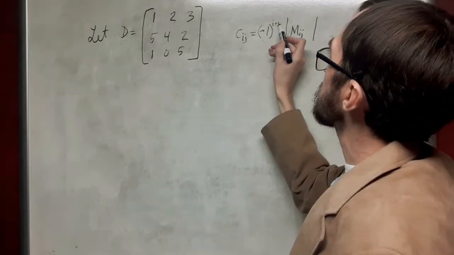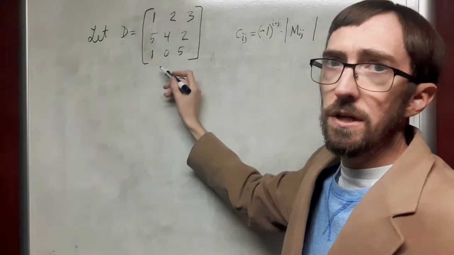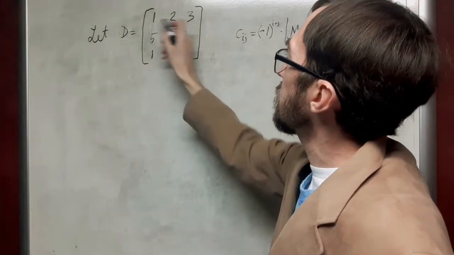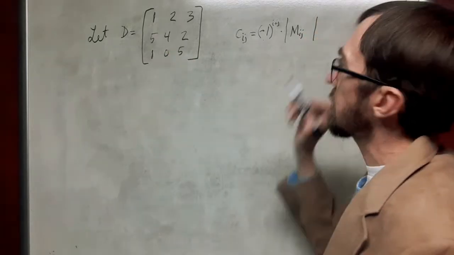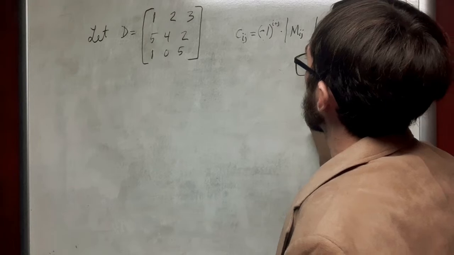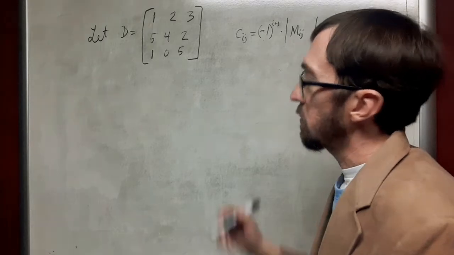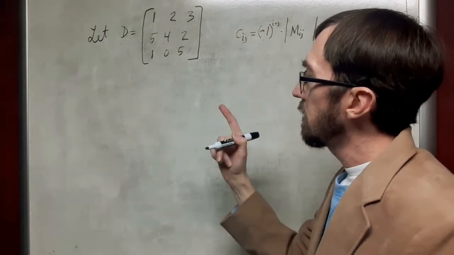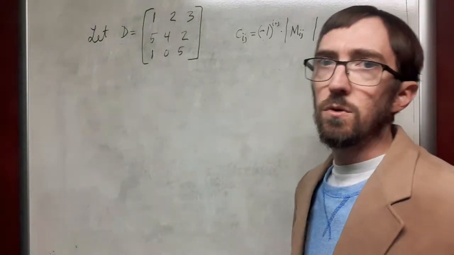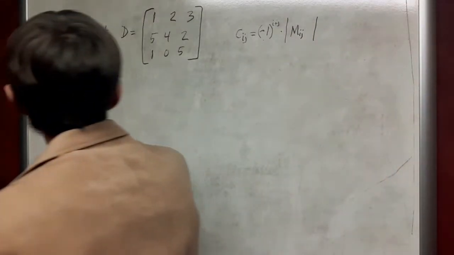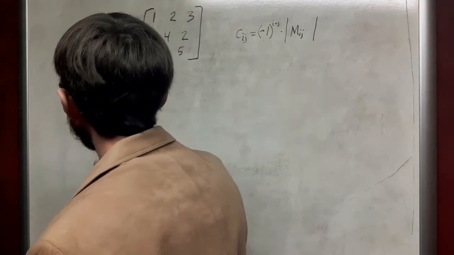So we would have 1 plus 1 is 2, so we would have -1 to the second power. The submatrix that we're looking at is what we get when we eliminate the row and column indicated. In this case, it would be 4, 2, 0, 5. And we're going to take the determinant of this submatrix. So that is going to be a cofactor. We are going to create a new matrix of cofactors for every element in the original matrix. I'm going to call this new matrix C for now.